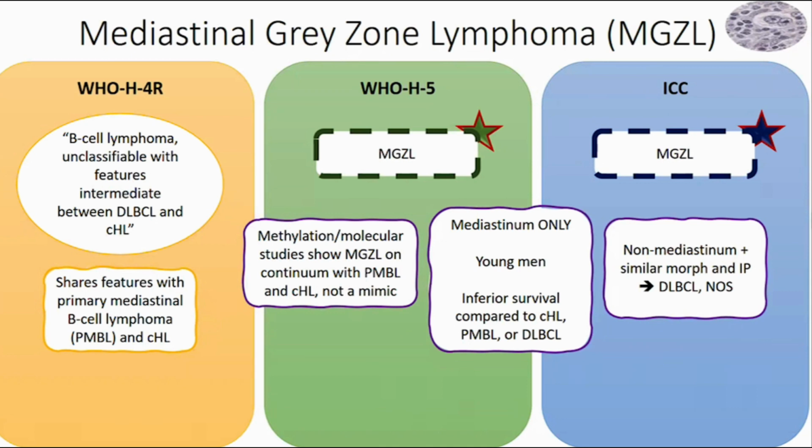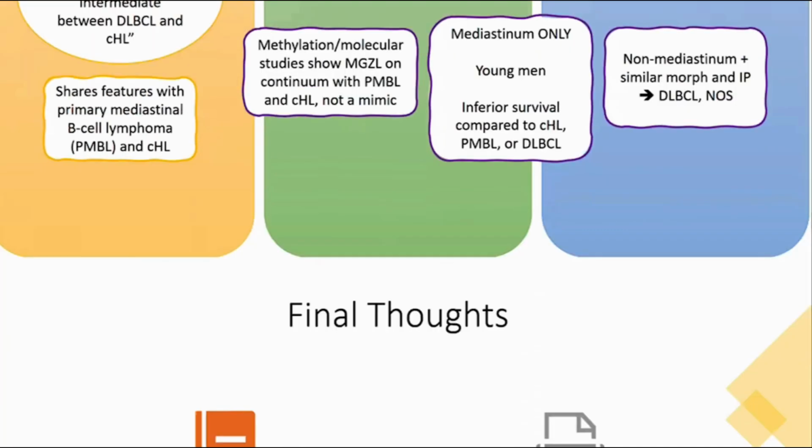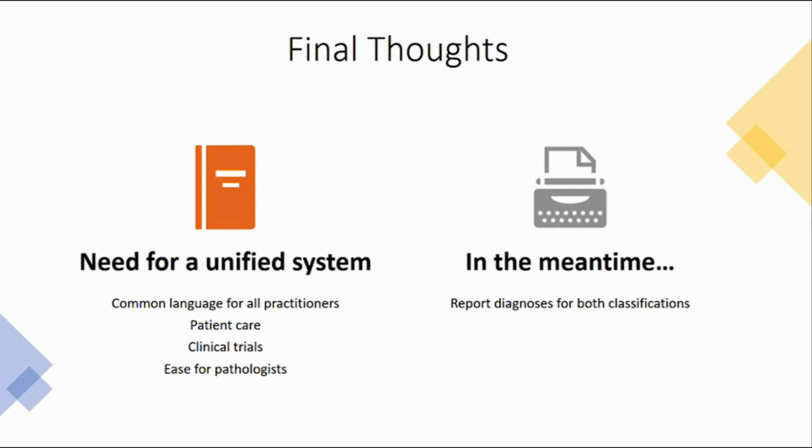Cases that have similar morphology or IHC pattern, but are not in the mediastinum, both classification systems say should be called DLBCL, especially as they have the same kind of genomic profile. All right, so I know that was a lot. Just some final thoughts though.